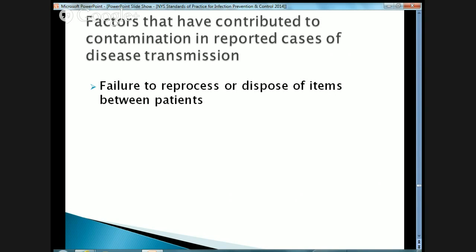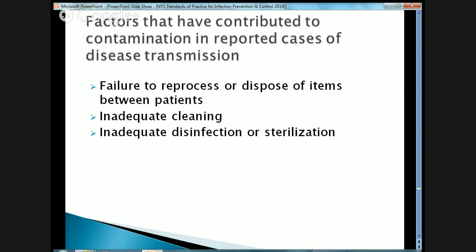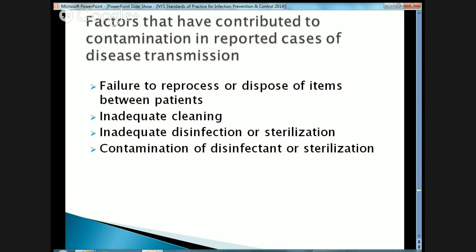There have been cases of failure to reprocess. The VA is one of them, and that was an endoscopy. They missed a step or didn't. I believe the machine wasn't functioning correctly, and they contaminated a lot of people. And that had to do with inadequate reprocessing. They weren't following the required steps, especially on scopes.